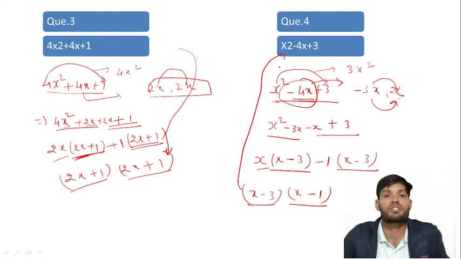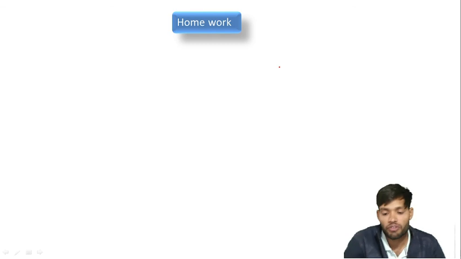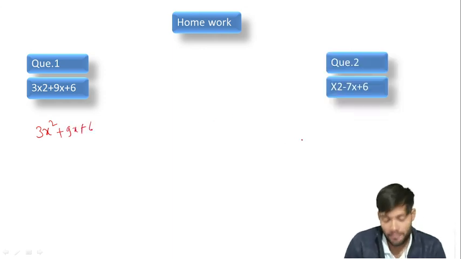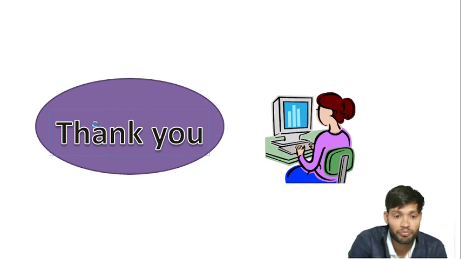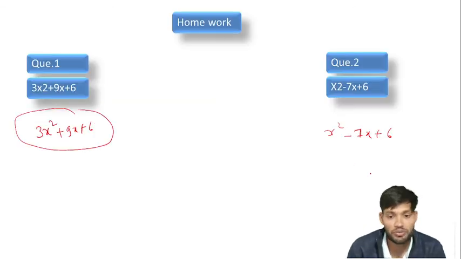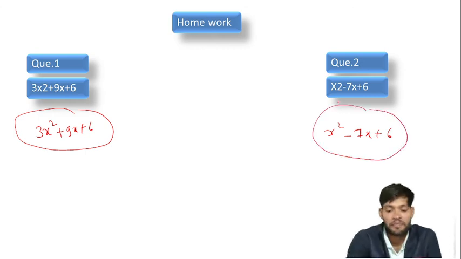Finally, I hope this is the concept you have clear in your mind. Again, this is the homework for you. Question number one: 3x square plus 9x plus 6, and the second one is x square minus 7x plus 6. Both are questions for your homework. You have to try to solve them and post the answer.